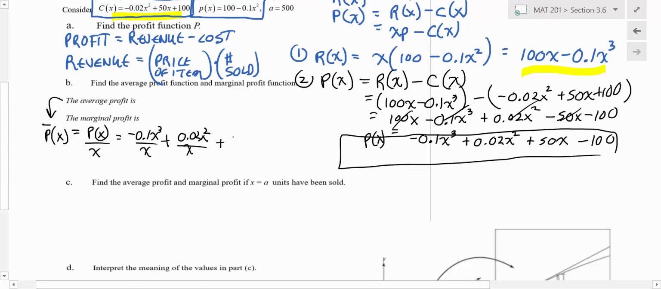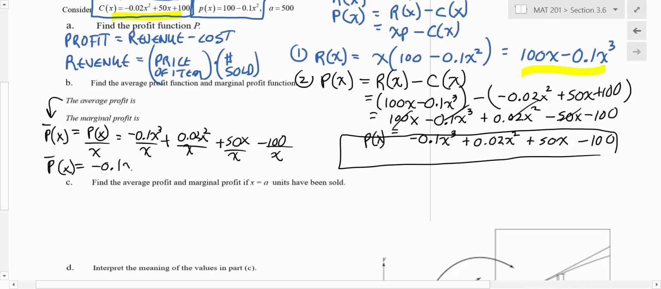Okay, then I'm going to have plus 50 over x, and then minus 100 over x like that. And I'm just going to clean that up. Like I say, you can do that in your head if you want to, because all you're doing is taking the polynomial and dividing each term by x. Okay, so let's see. If we do that, what do we have?